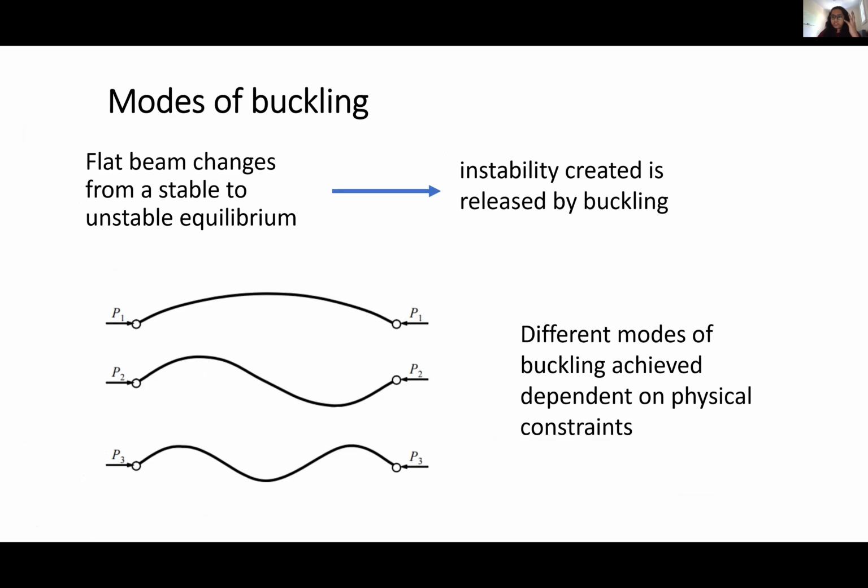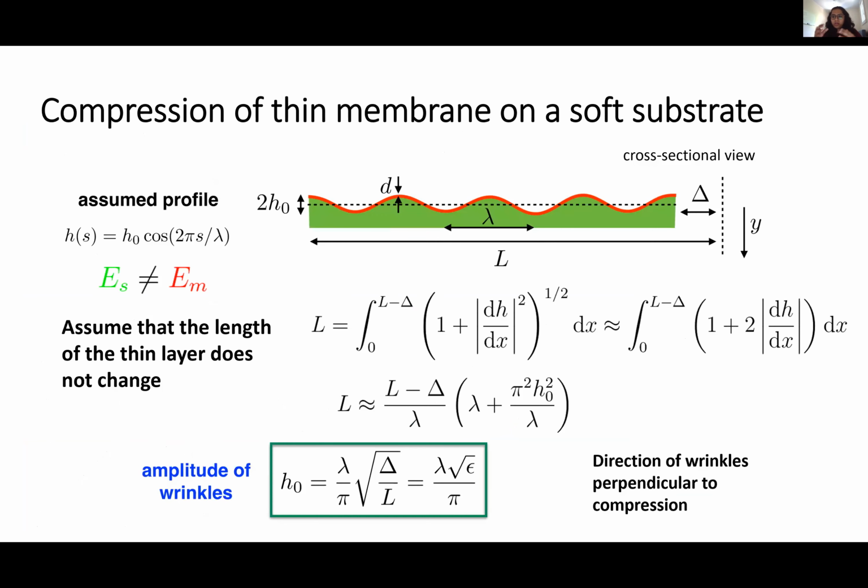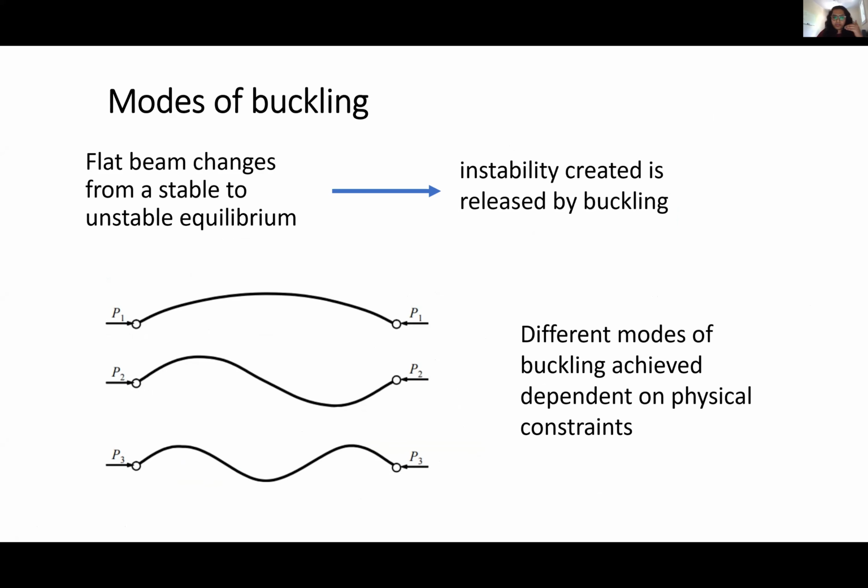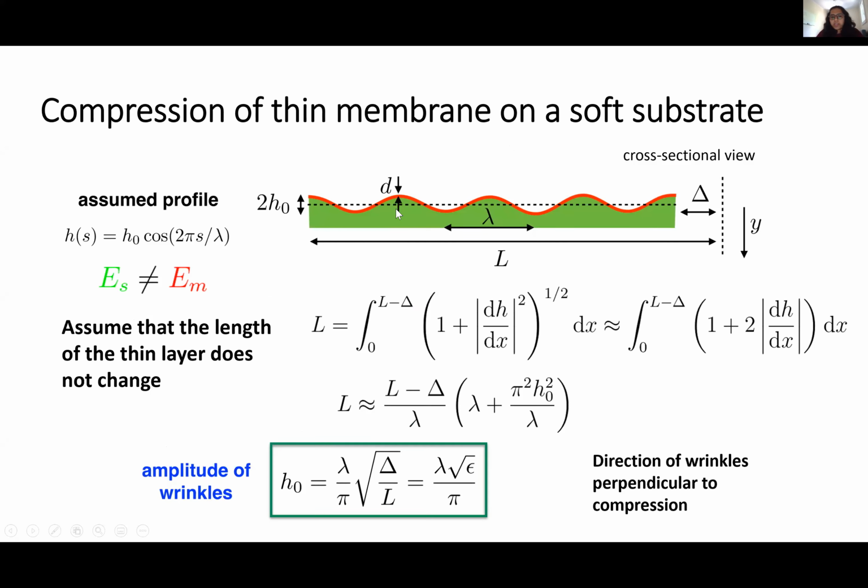But so far we've just considered the case of a homogeneous material. Now when we look at a composite structure of two materials of different Young's modulus, connected to each other, we have observed that this also buckles on compression. To analyze how this buckles, we'll assume the profile of buckling as a sinusoid curve, which is valid because we've seen that the different buckling modes are sinusoids. One major assumption we make here is that the length of the thin layer does not change during this buckling.